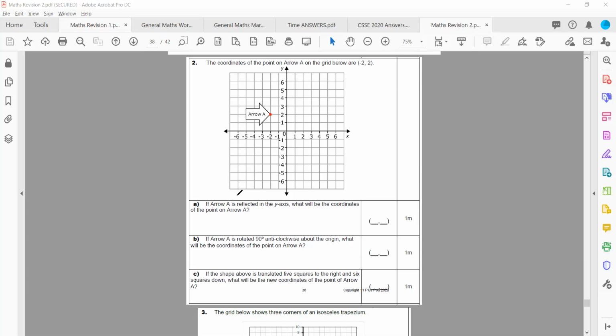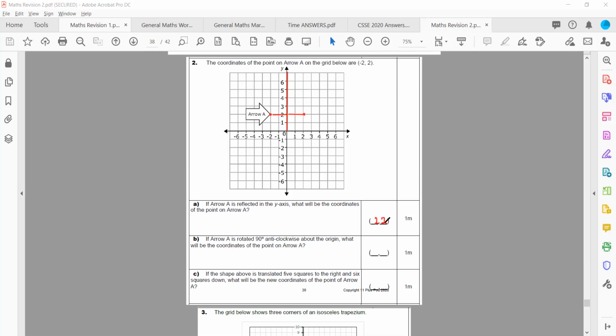Now question A is saying if arrow A is reflected in the Y axis, so it's going to be reflected over this line here, okay? What will be the coordinates of the point on arrow A? So when it's a reflection, it's an equal distance from the line on both sides. So this is 2 squares away here, so it's going to be 2 squares away here. So the point on the arrow in the reflection would be here, and that would be 2, 2.